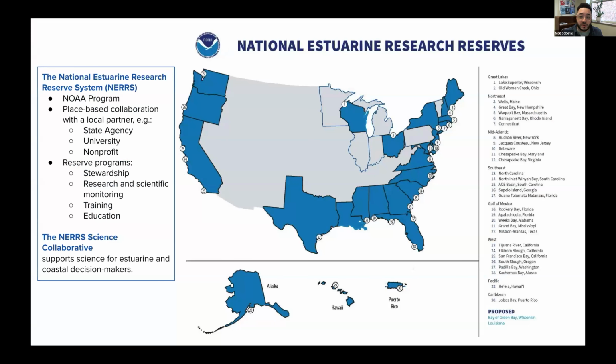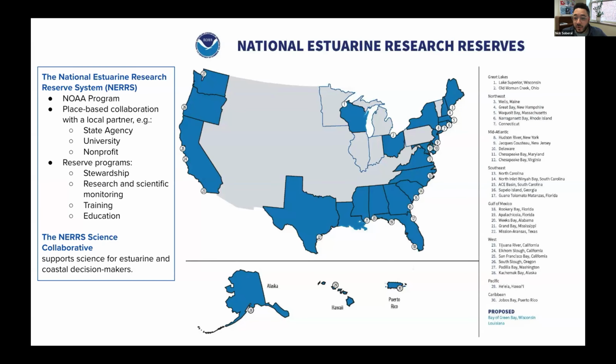So the National Estuarine Research Reserve System is a national network of 30 reserves as shown on this map. This is a NOAA program that works in collaboration with a local place-based partner, either a state agency, university, or nonprofit at each site. Each reserve site includes programs focused on land stewardship, research and scientific monitoring, training, and education and engagement programs to the public and local officials. The Science Collaborative Program's mission is to support collaborative research that addresses coastal management issues that are important to the reserve system and that strengthens the system's ability to impact coastal management and decision-making.